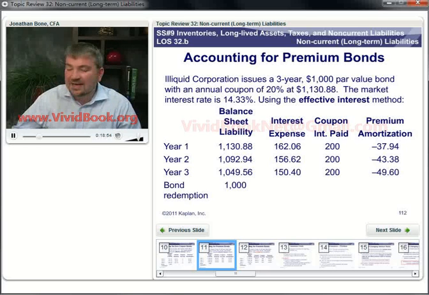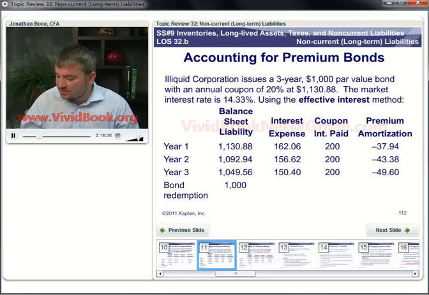Okay, it's just the yield to maturity on the bond when it's issued, or the IRR, if you like, when it's issued. So if we take our opening liability of 1,130.88 and we take 14.33% of that, we get 162.06. So that is our interest expense. Now compare that to the coupon, 20% of par, that would be $200.